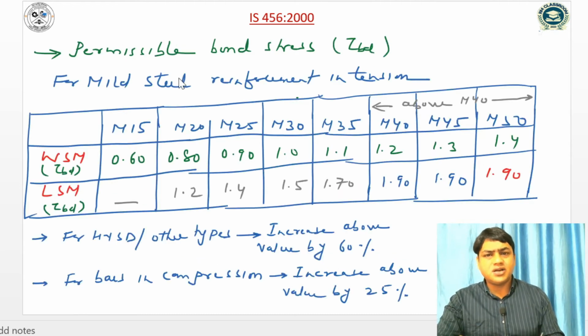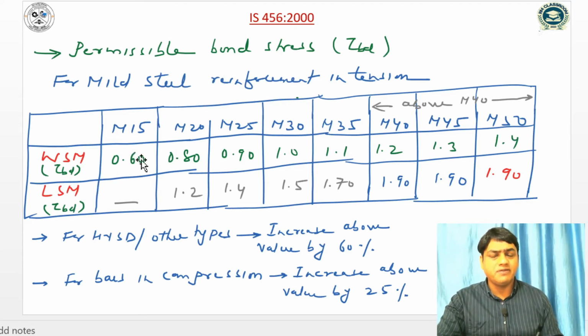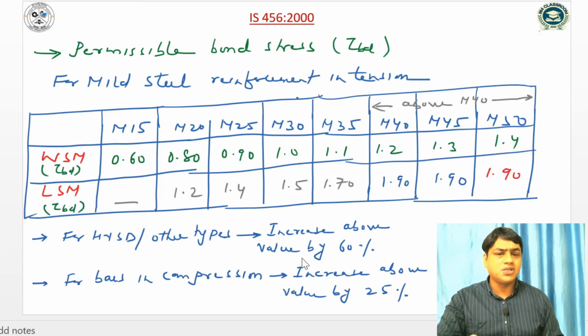The code suggests the permissible bond stress for mild steel reinforcement in tension, according to the working stress and limit state methods. We can see the value of tau bd, and as I told you, it depends only on the grade of concrete. So with the various grades of concrete, the value of bond shear stress is given. For HYSD or other types, increase the above value by 60%. Remember that this value is suggested for mild steel.